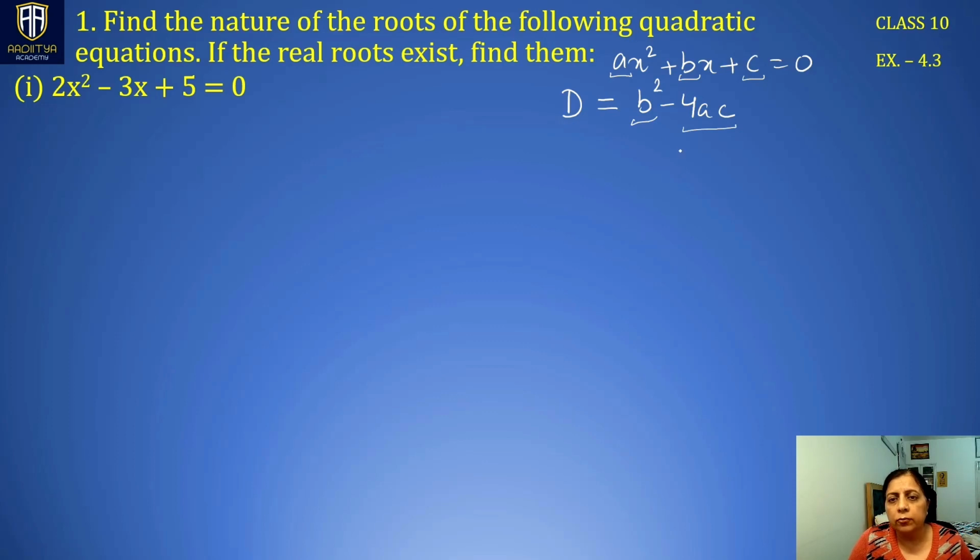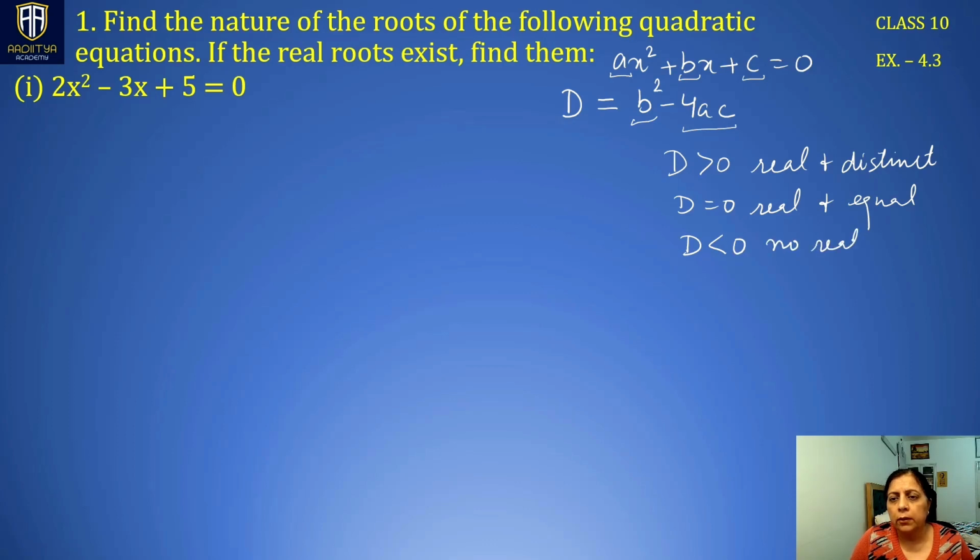Regarding the nature of roots, if D is greater than 0, we have real and distinct roots. If D is equal to 0, then we have real and equal roots. And finally, if D is less than 0, then we have no real roots. This is the criteria to decide the nature of roots when we can calculate the discriminant D from a given equation.